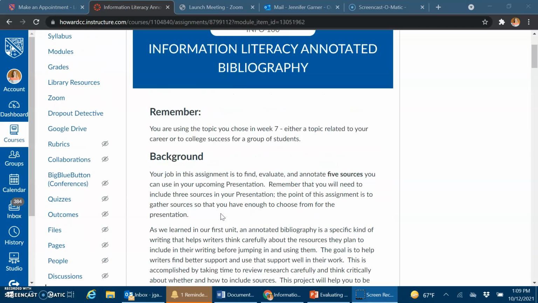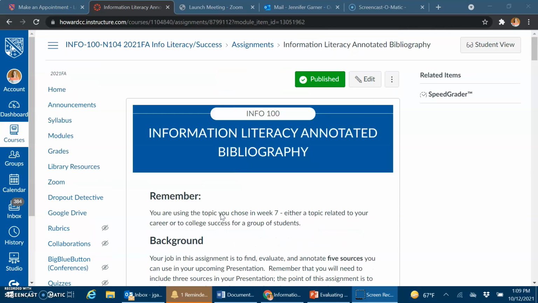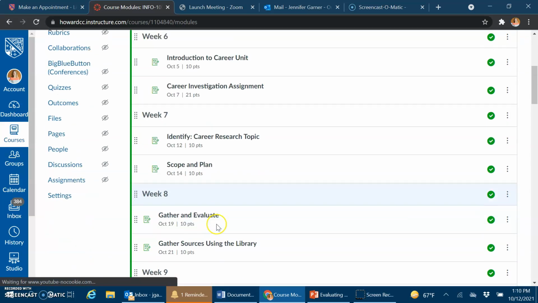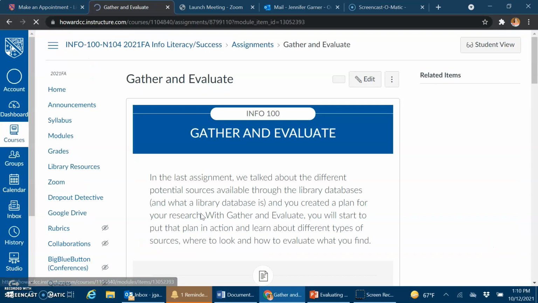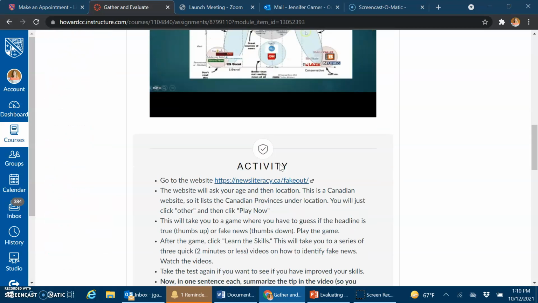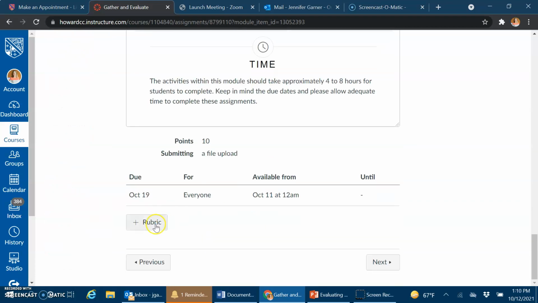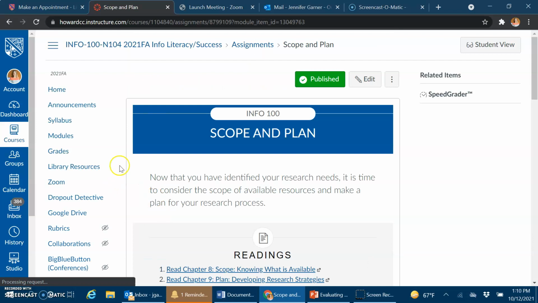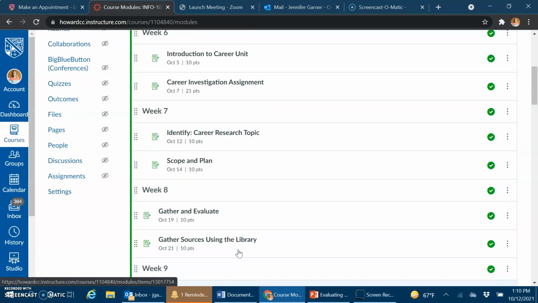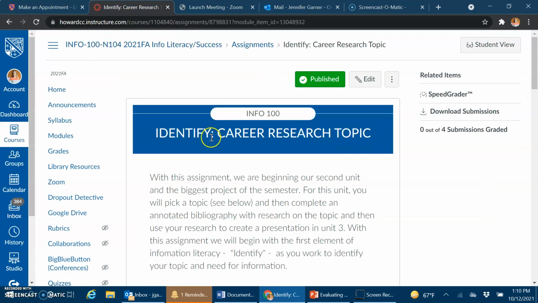I just wanted to let you know that this is what we are working through. If I go back, this is not the assignment for today. This is the assignment for next week, where you're going to work on gathering the information. But like I said, all the assignments are going to build on each other until we get to that annotated bibliography assignment, which is due in week 10. We are here in week 7.